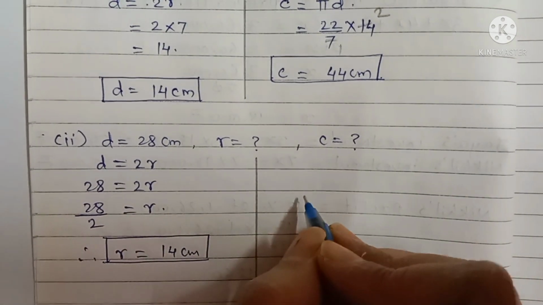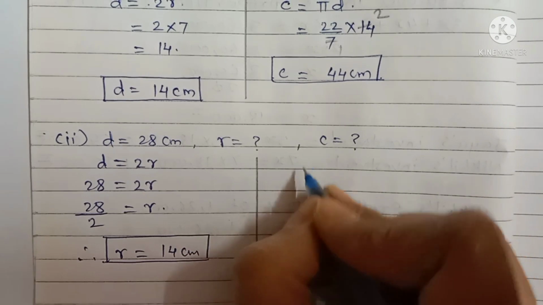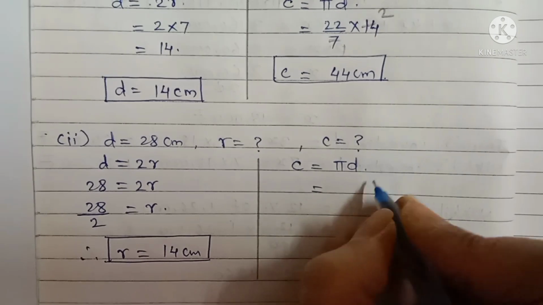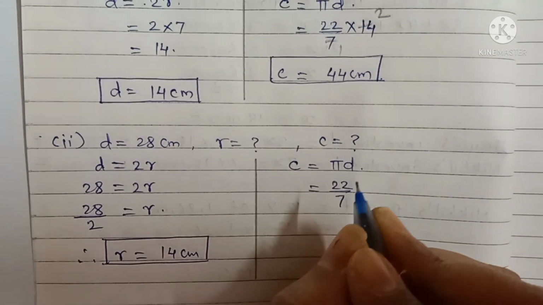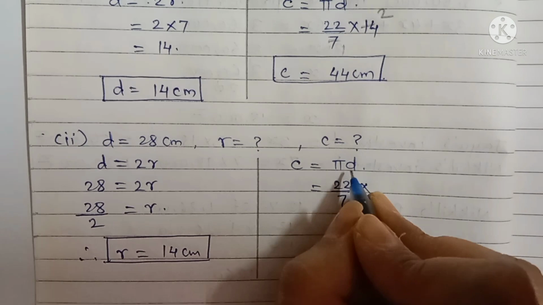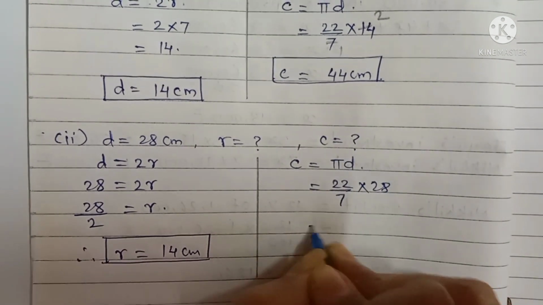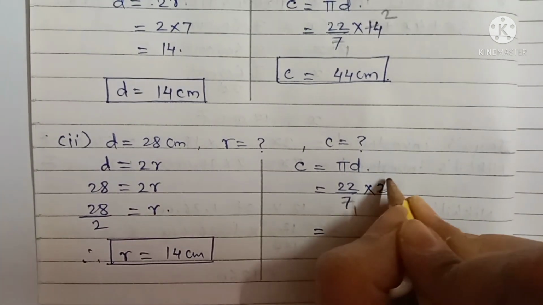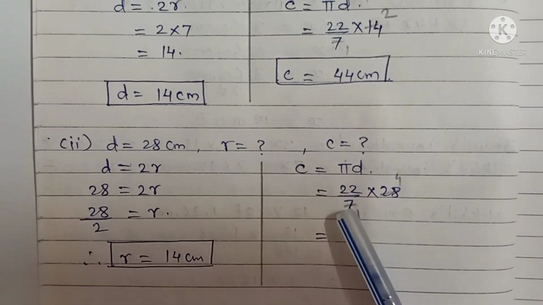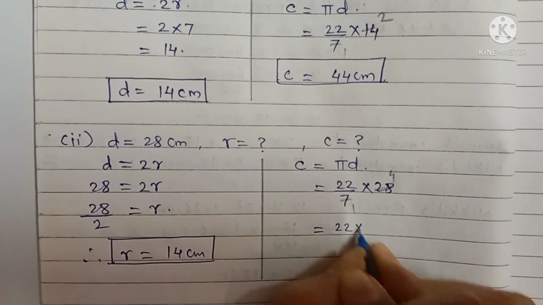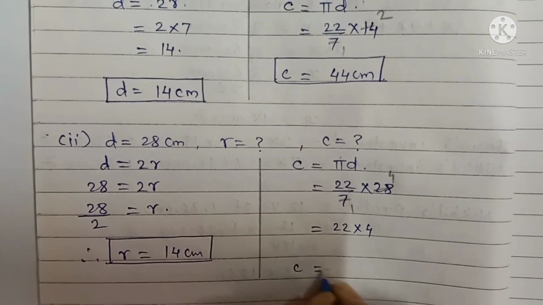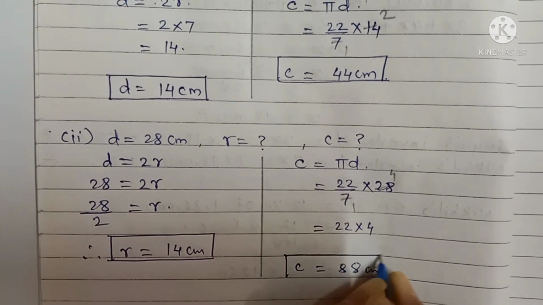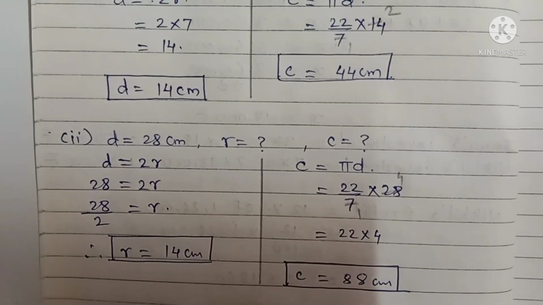Second, find the C. C is equal to pi D. Value of pi is 22 upon 7, this value is fixed. And D is 28. Here 7 ones are 7, 7 fours are 28. Now 22 multiplied by 4 means 88 centimeter. C is equal to 88 centimeter.